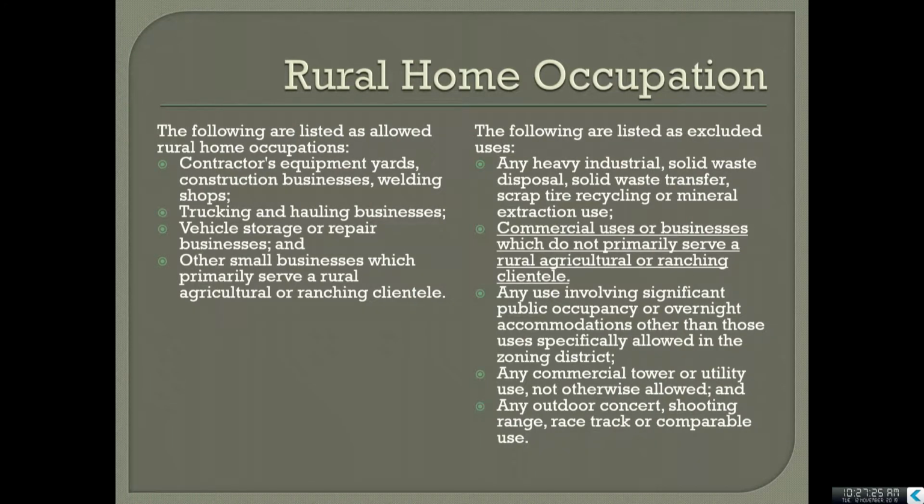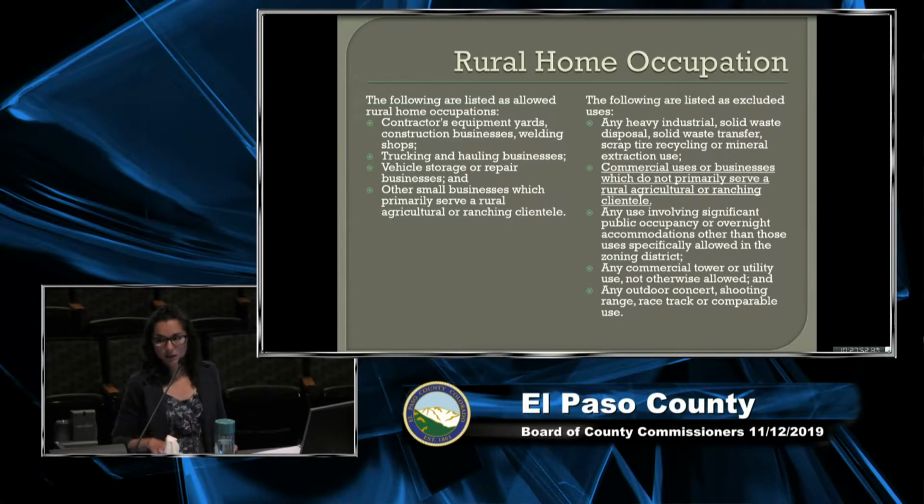And first off, I wanted to clarify these are different than residential home occupations. So in our code, we have an allowance for residential home occupations. So it's a very small scale business. So think about somebody that's running an IT business out of their home and they telecommute. This is not a residential home occupation. These regulations have to do with rural home occupations. So it's a larger scale business. But it still is limited in nature to ensure that the impacts to the neighborhood aren't too great.